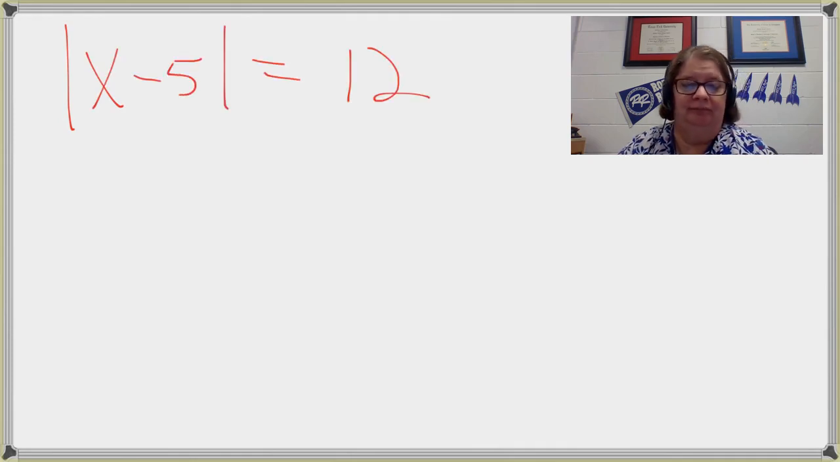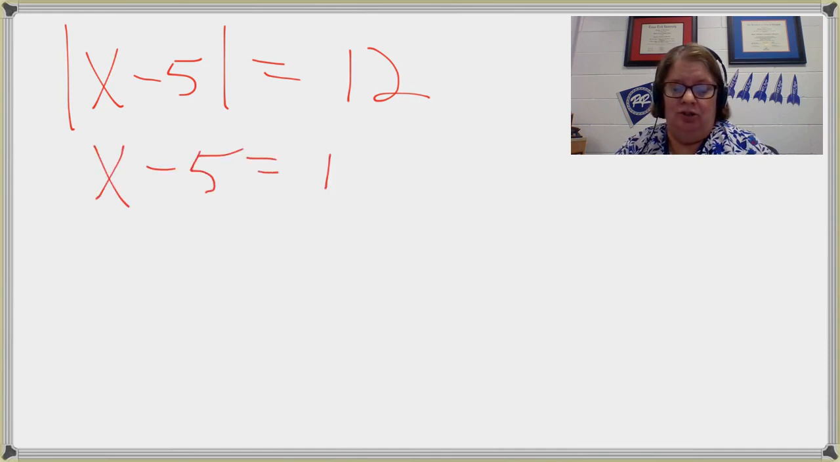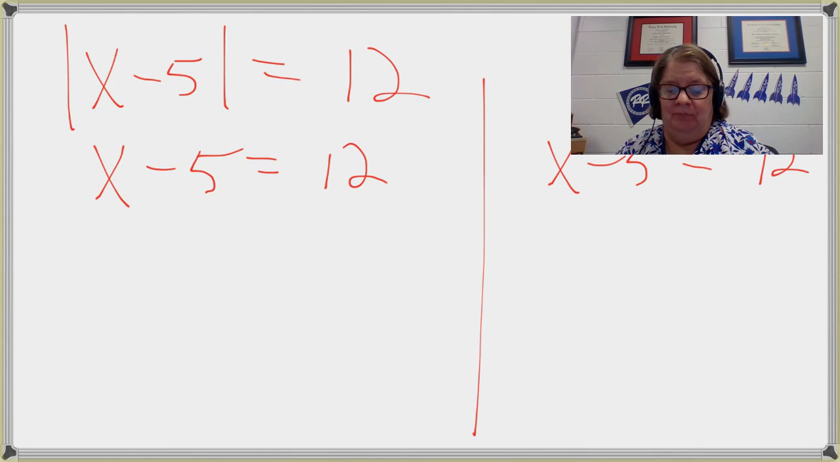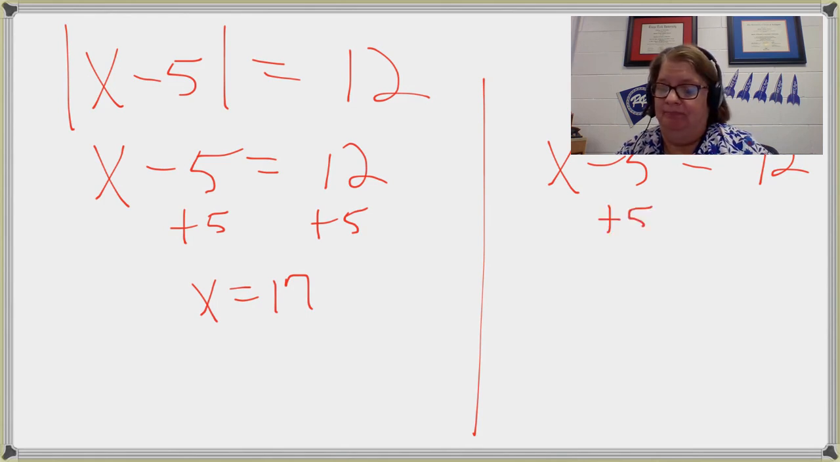Next, absolute value of x minus 5 equals 12. We're talking about two numbers that could be 12 units away from 0. So whatever the x minus 5 is equal to, it might be 12 or it might be negative 12. Solve this side. Solve this side.